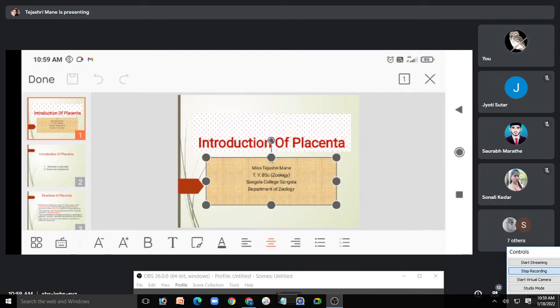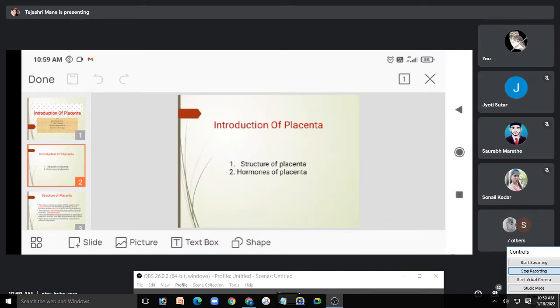Slide. This takes us to the slide. Next, structure of placenta.